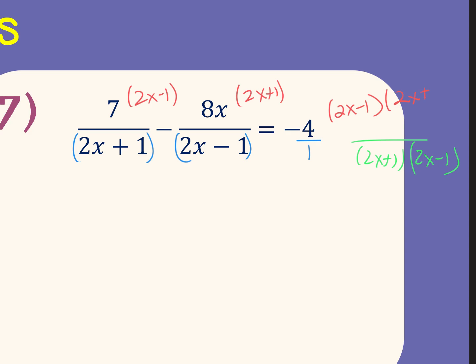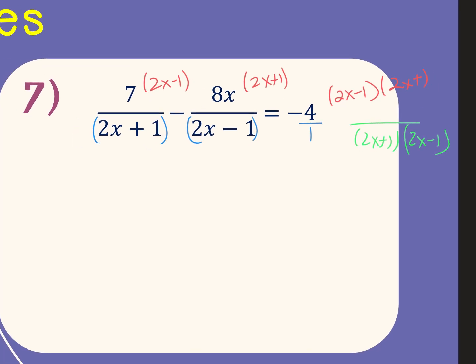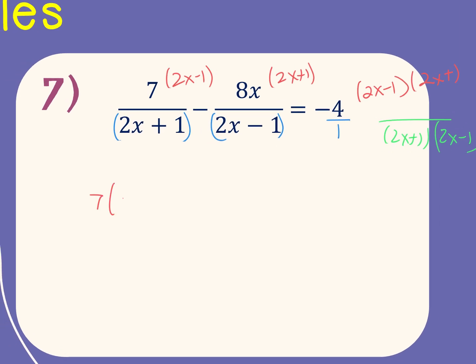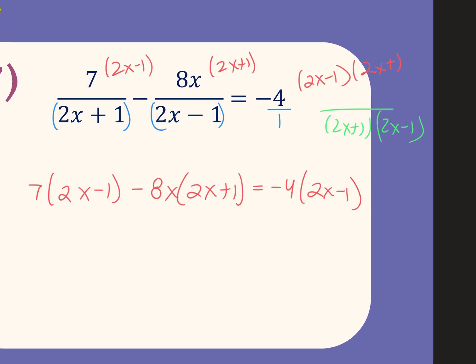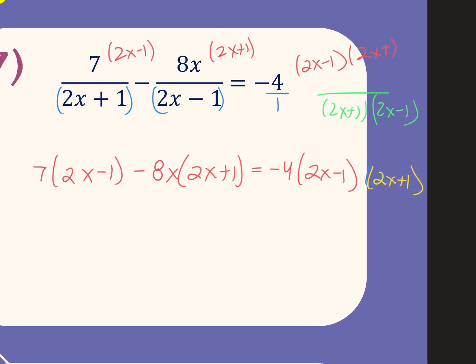Great. So now your denominator's gone. You've made it equivalent on the left-hand side and the right-hand side, so you don't worry about it. So just rewrite your linear equation. 2 times x minus 1 minus 8x times 2x plus 1 equals negative 4 times 2x minus 1 times 2x plus 1. A linear equation that everybody in here can handle. You just got to take it one step at a time.